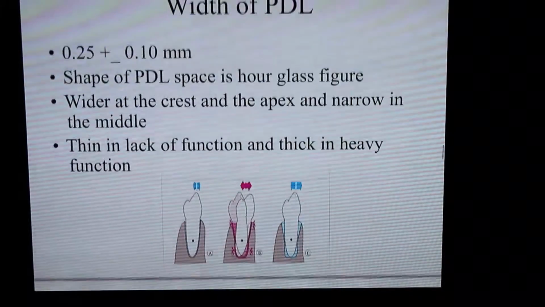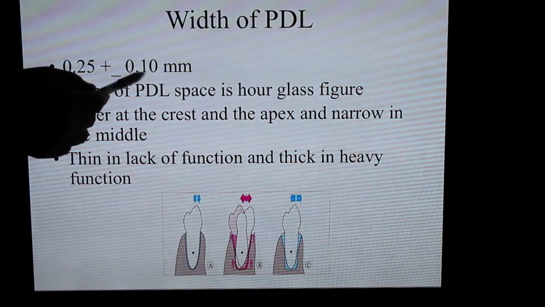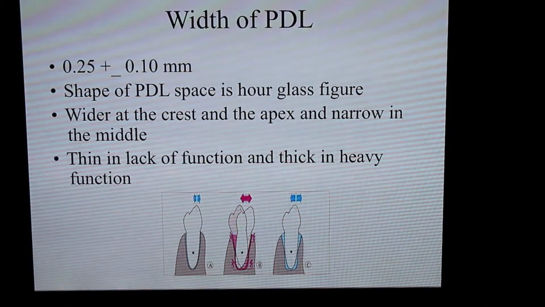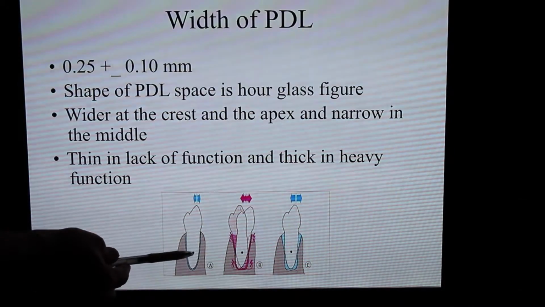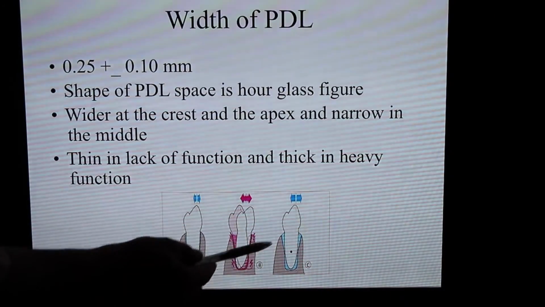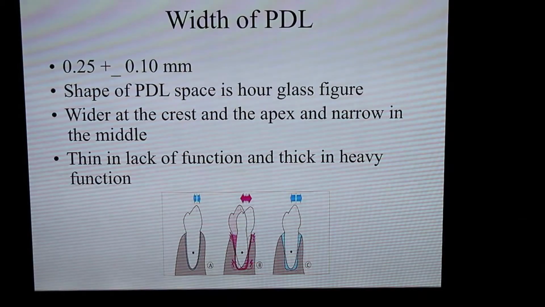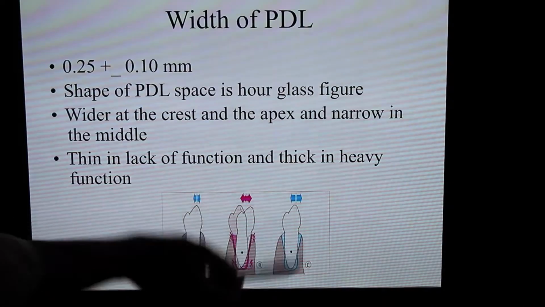Now the width of the periodontal ligament, or periodontal ligament space, is one and the same thing. It varies from 0.25 plus or minus 0.1 mm. This is the hourglass figure. The center of the fulcrum is generally in the middle of the root, and when there are lateral forces, they make the tooth a little bit shaky. Of course, a normal tooth also has some form of mobility within physiological limits. So this is how it will look. This is called the hourglass shape, the physiological space. It is narrow in the middle and slightly wider at the apex and coronal part.